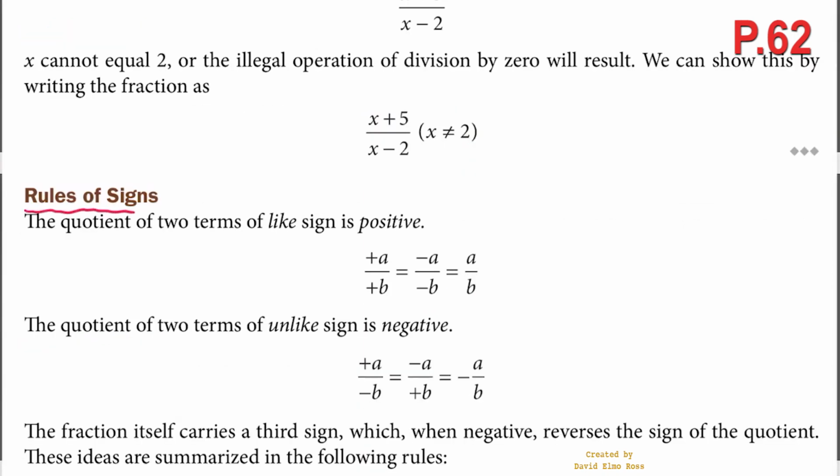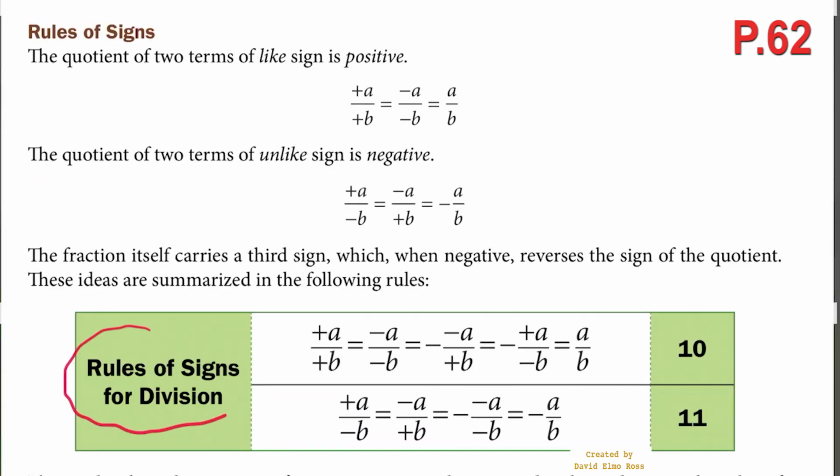Now the rule of sign says that if we divide two numbers of the same sign, such as positive a divided by b, or minus a divided by minus b, our answer is going to be positive. If we divide numbers of unlike signs, such as positive a divided by negative b, or negative a divided by positive b, then our result is going to be negative.